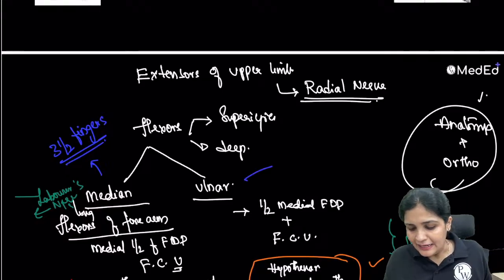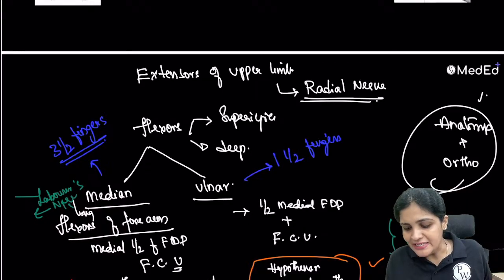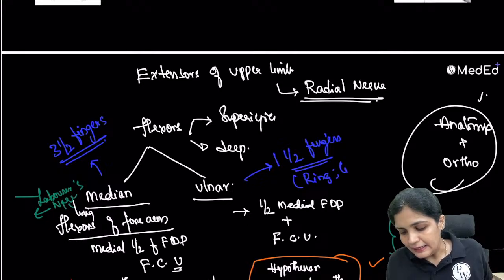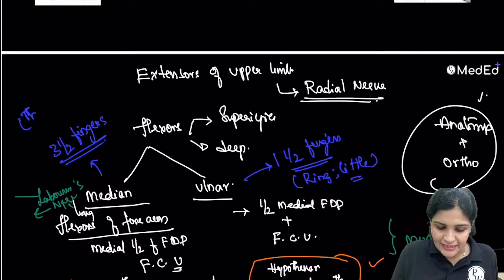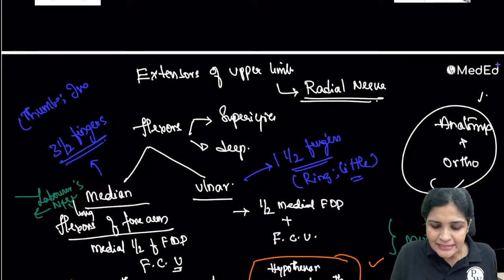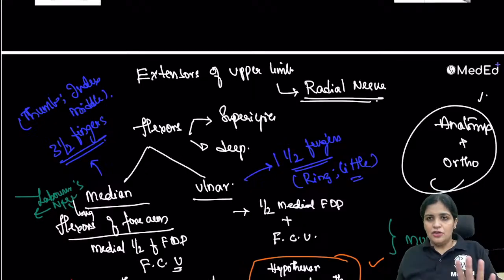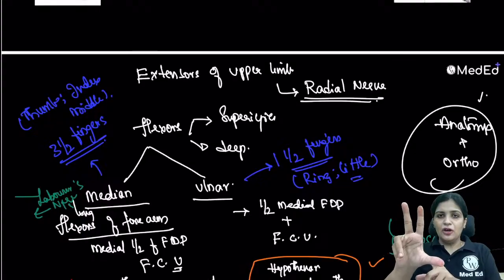Okay? And the ulnar nerve? First 1.5. Which side of 1.5? Ring and little finger. So this is ring and little. Yes, this is your thumb, index and middle finger. Medial 1.5. Yes. So this is supplied by your median nerve.